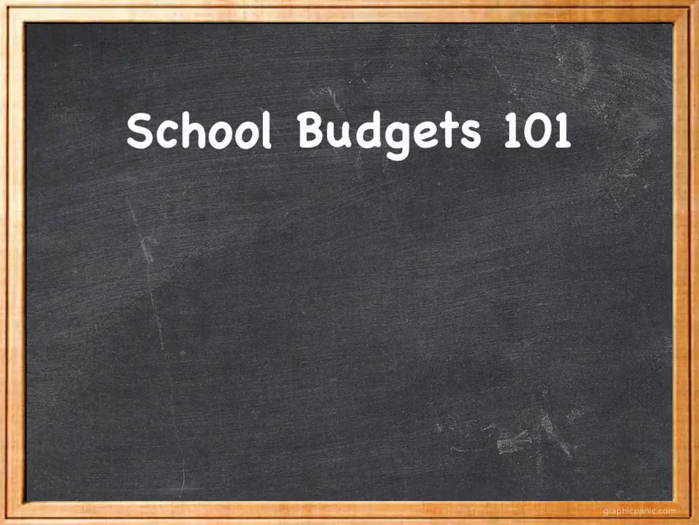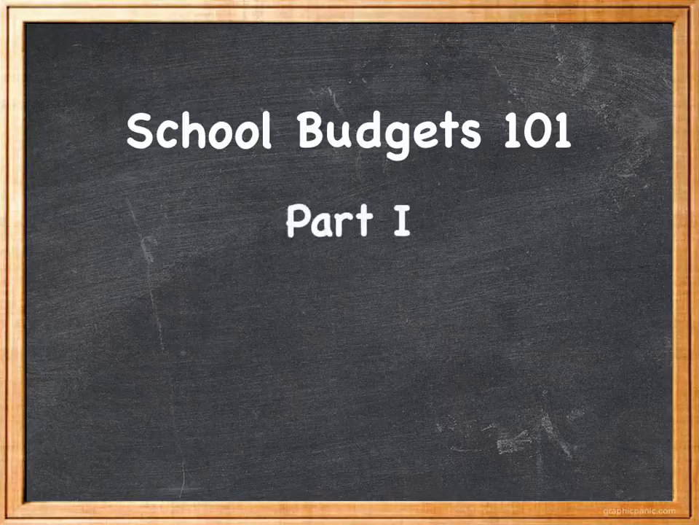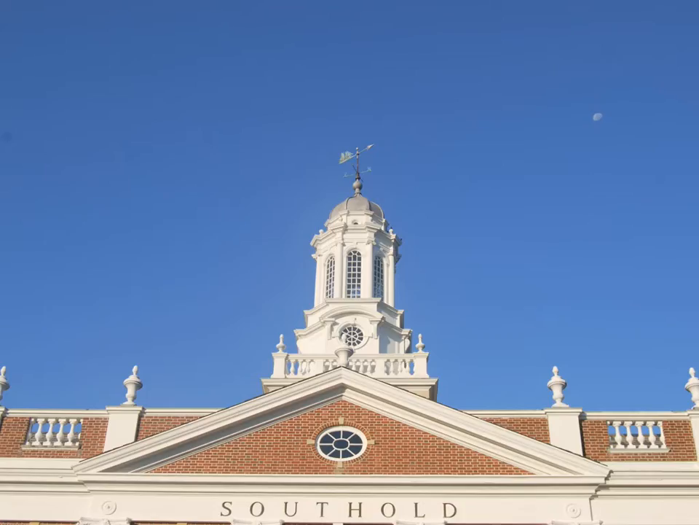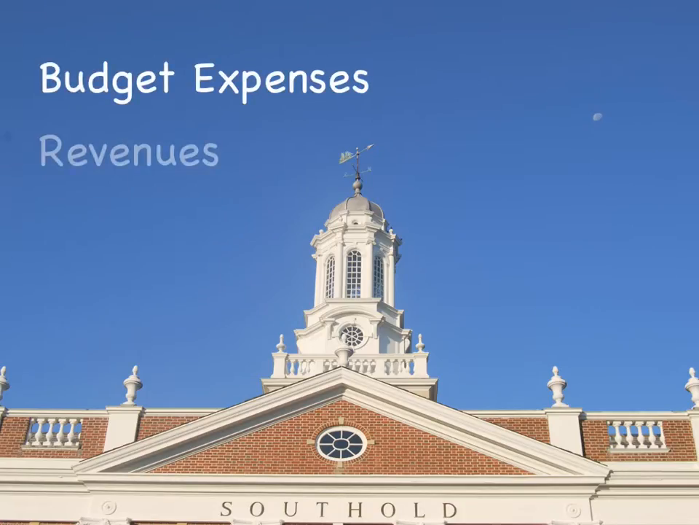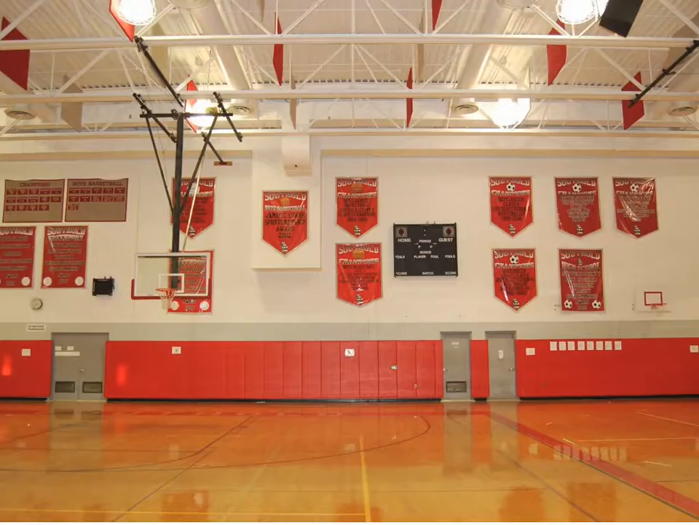In this video, we will explore various aspects of the school budget. We will look at three items: budget expenses, revenue, and the tax levy cap. So let's take a look at what expenditures are for Southold. We will get to the revenue side of the budget in a little bit.